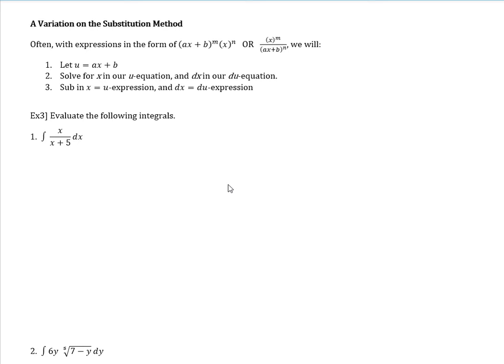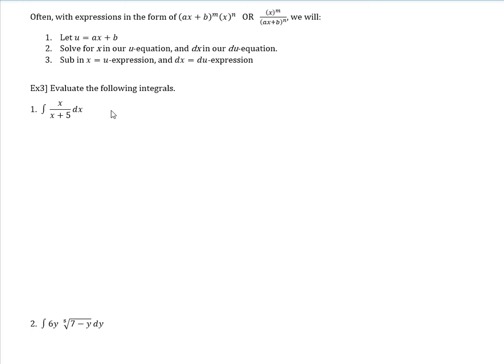So it occurs when we have these scenarios where it's a linear expression times another linear expression, or a linear expression divided by a linear expression. And what we'll do is this three-step process. So let's break these two problems down.